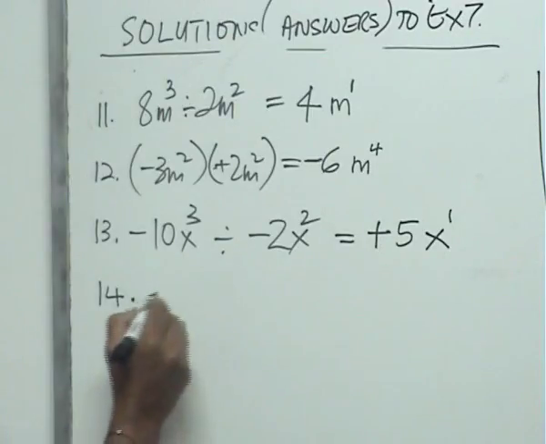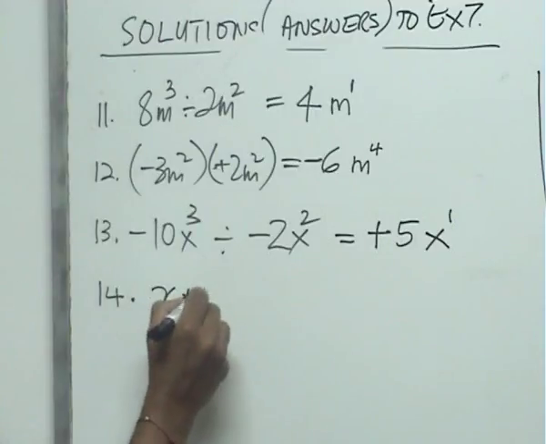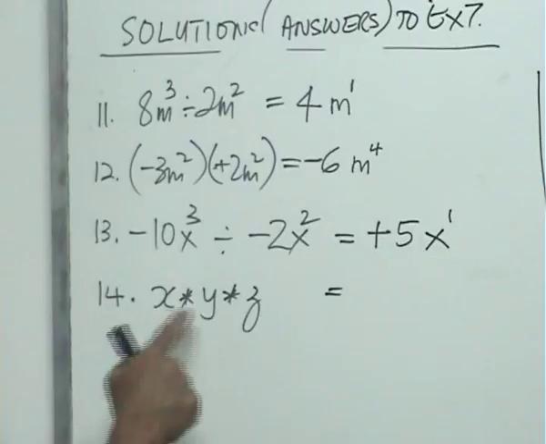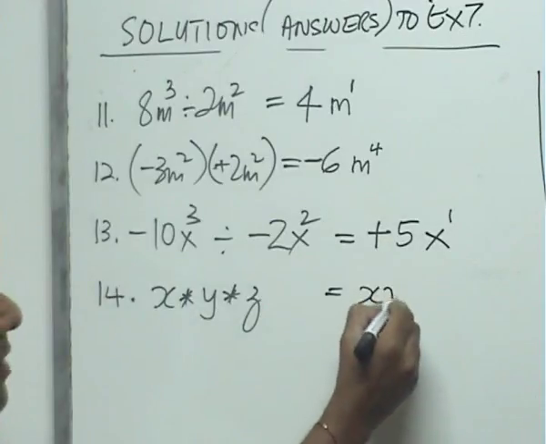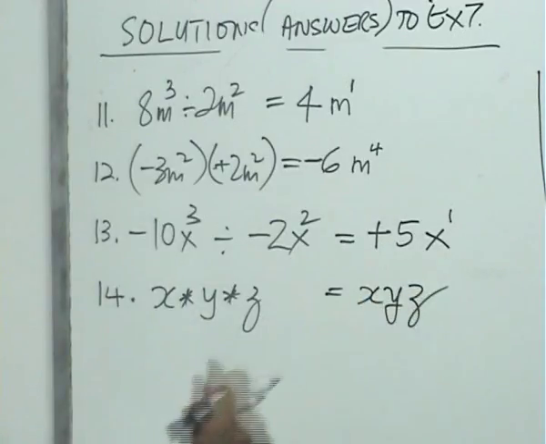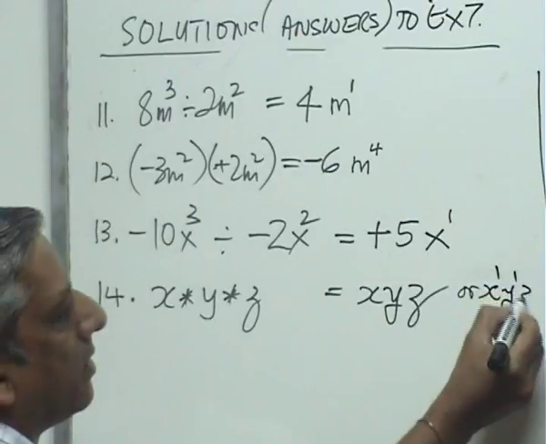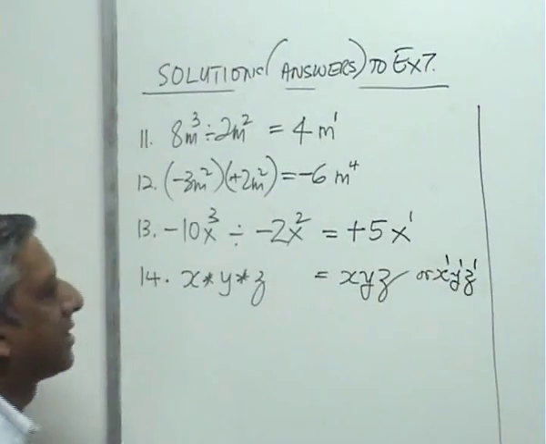Number 14. X times y times z. Well, we've got 3 different bases. We just write them down next to one another. No space in between. And then, well, the indices are all understood to be 1, and I don't have to write the 1. So I can write the answer like that, or I can write the answer like this. Both answers are acceptable.